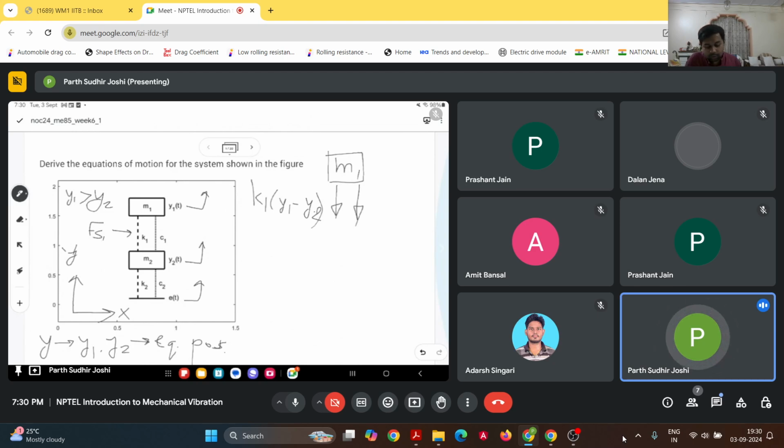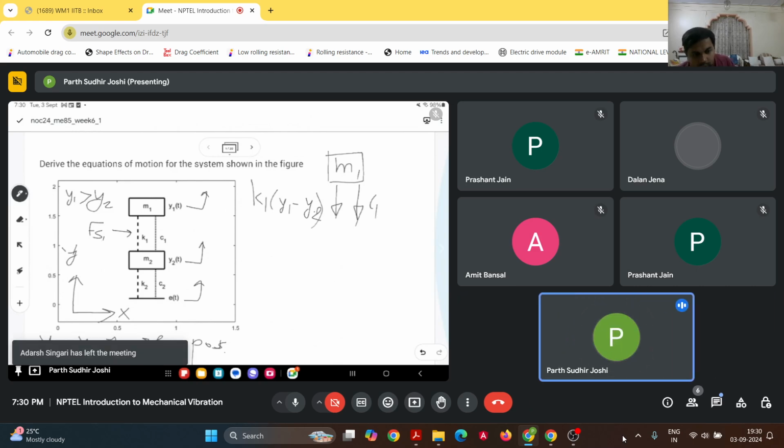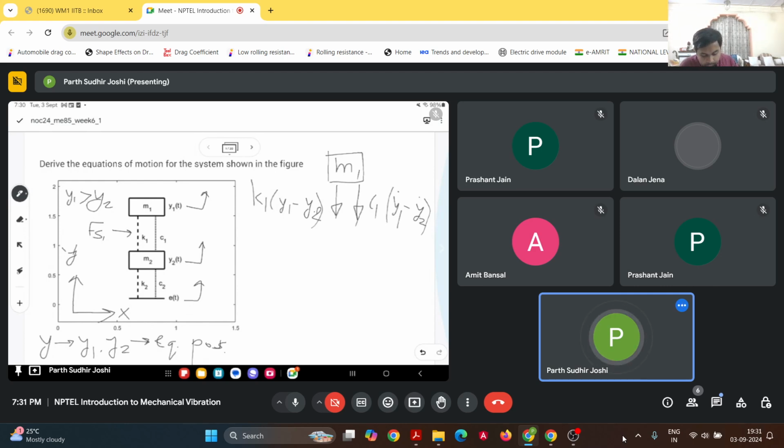And similarly for the damper, it will be c1 into (y1 dot minus y2 dot). Now let's also draw the free body diagram for m2.